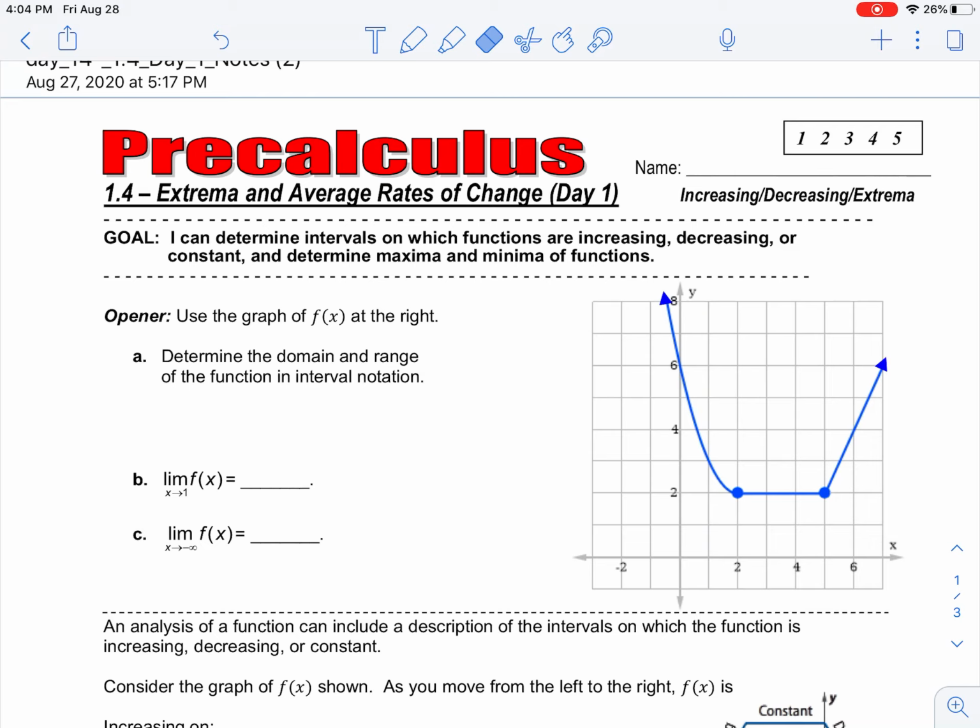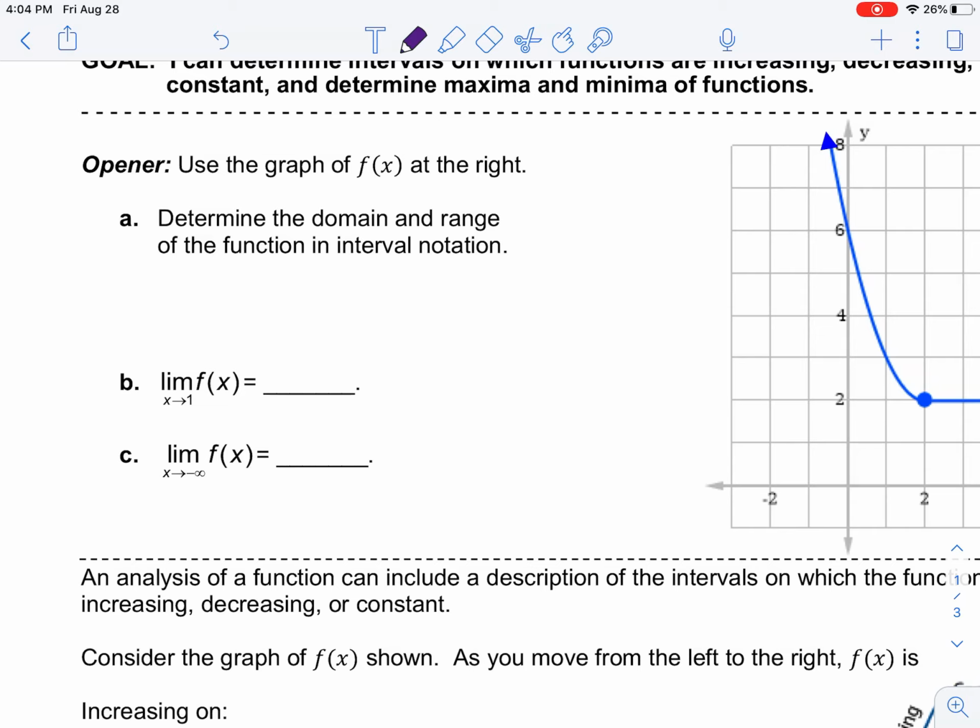So go ahead and start with the opener here and use the graph of f of x at the right to answer those three things. Go ahead and pause the video and try it on your own. All right, let's see how you did.